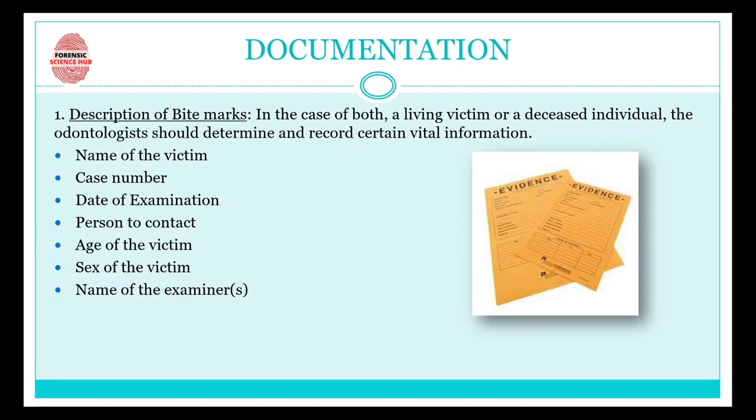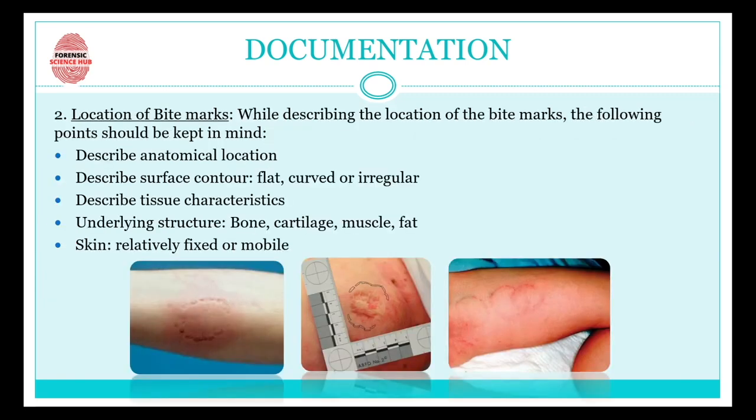In documentation, the first thing that is done is the description of the bite mark. In case of both living victim or deceased victim, the odontologist should determine and record certain vital information, which is, first of all, the name of the victim, then the case number, the date of examination, the person to contact, the age of the victim, sex of the victim, and name of the examiner or examiners. So all these points are to be noted down in documentation, that is, the description of the bite mark has to be given.